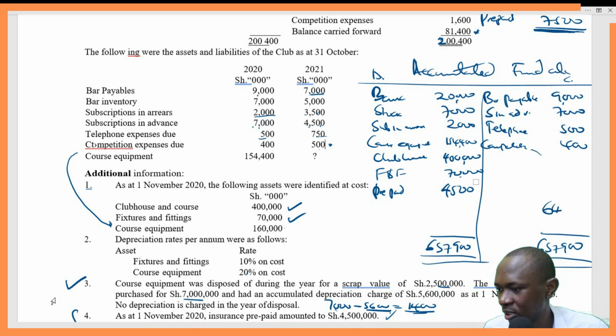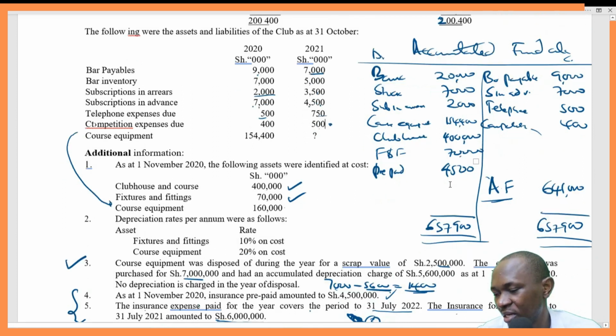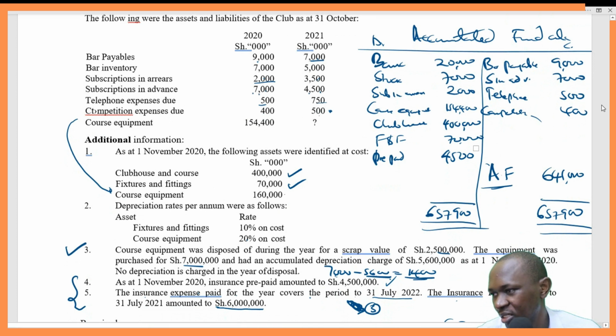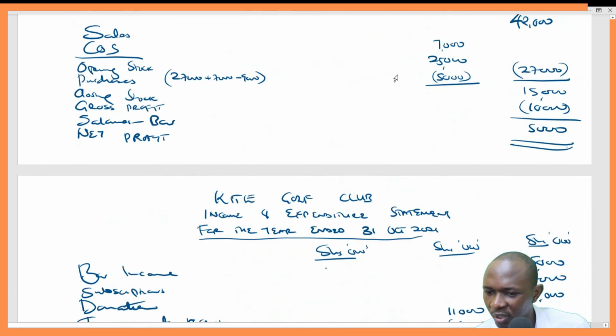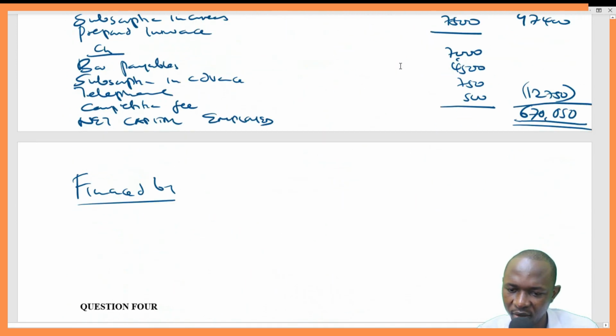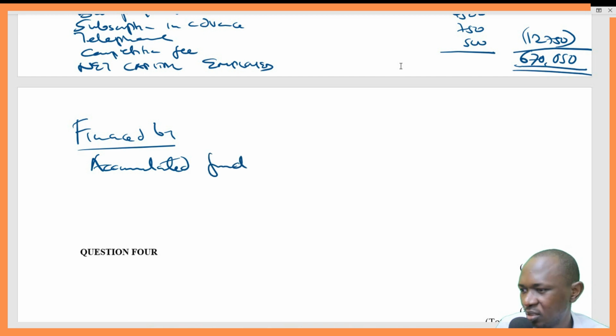So 641,000 becomes our accumulated fund. It's basically the assets at the beginning of the year minus the liabilities at the beginning of the year. These are our liabilities. These are our assets. So we have it here, financed by accumulated fund, 641,000.